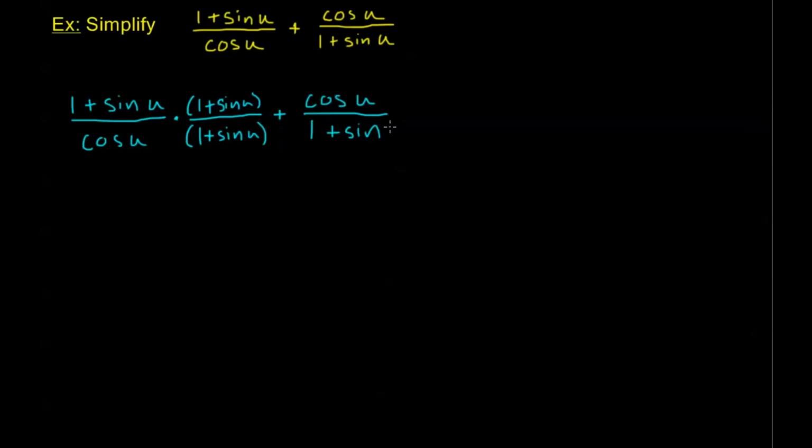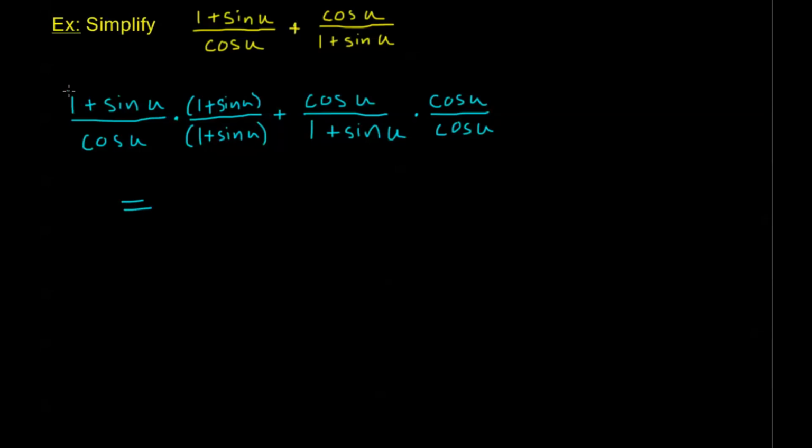And looks like I missed my u here. And to get a common denominator on this right side, I need to multiply the top and the bottom by cosine of u over cosine of u. Okay, that gives me a common denominator.